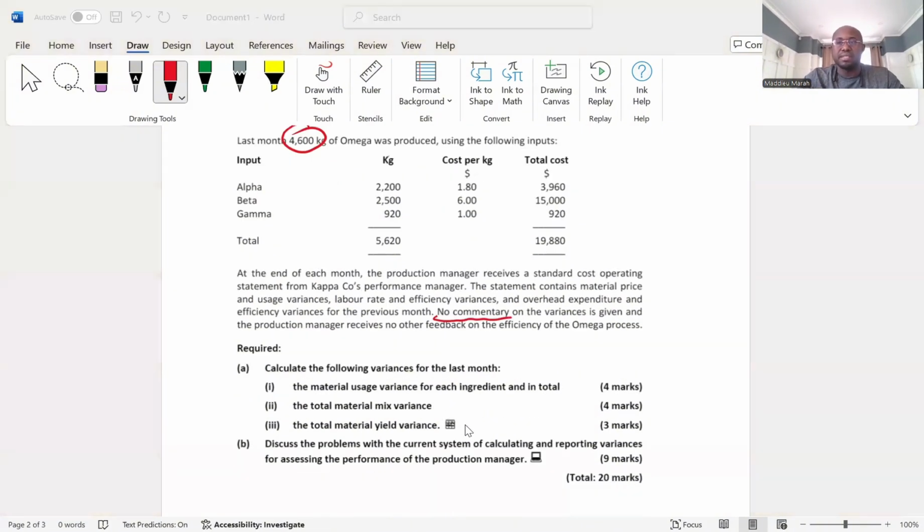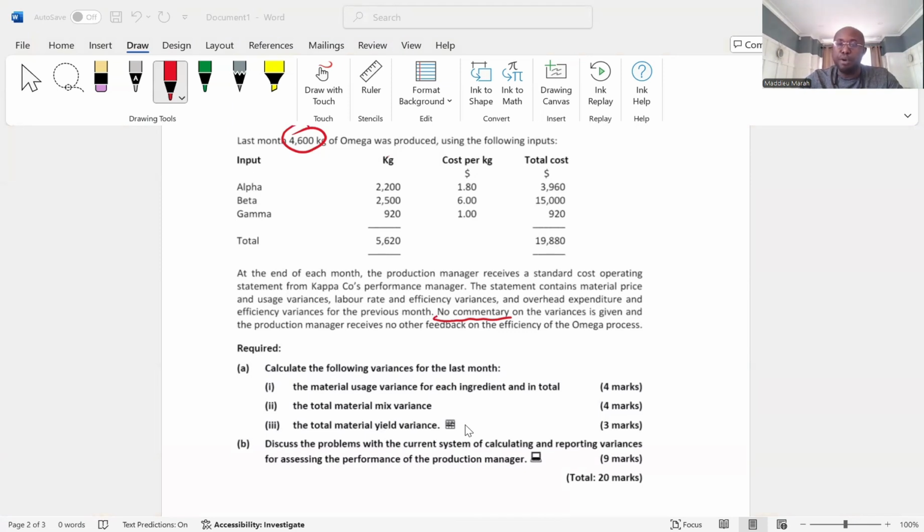So no commentary, right? So now what's our requirement? Calculate the following variances for the last month. The material usage variances for each ingredient and in total. So you have to calculate material usage variance. We are not asked for price. The total material mix variance. Total material yield variance. That's our A.